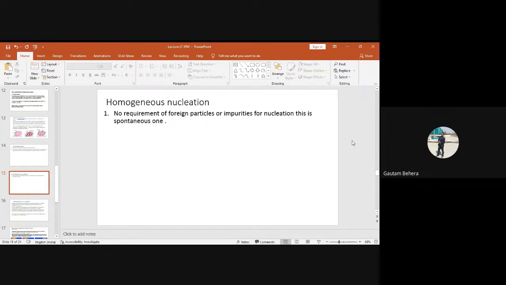So can you tell me which nucleation will be easy, or which nucleation will require less amount of energy, or in which case the driving force is higher? Homogeneous. Homogeneous nucleation is easy. Anybody want to say anything else? You have to give the justification.